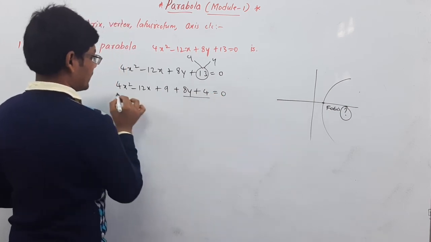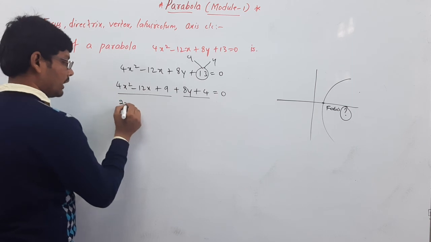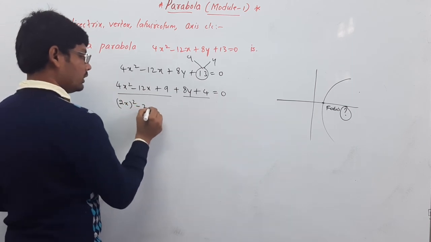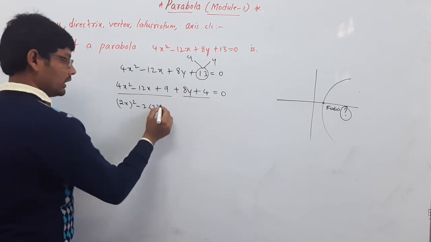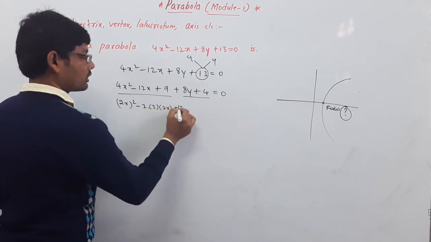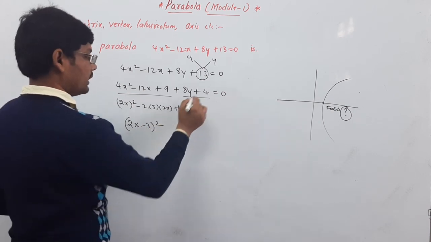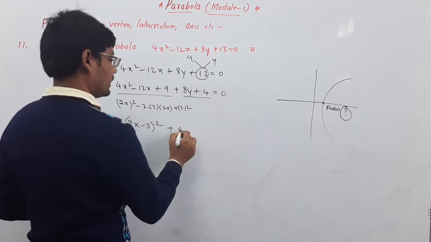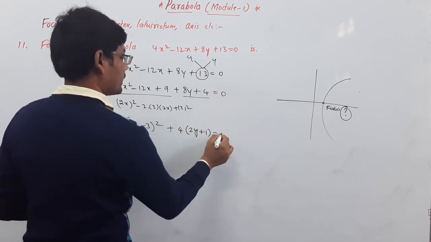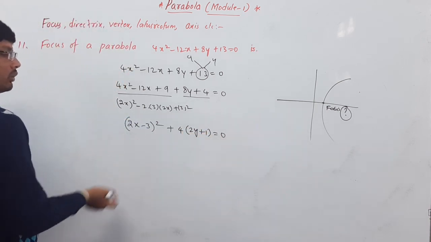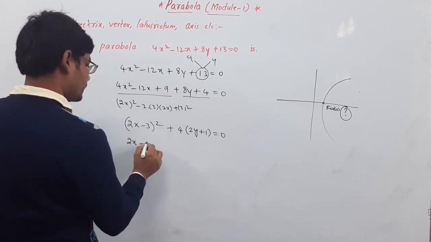So here two terms are there. This is in the form of a minus b whole square, that is nothing but 2x minus 3 whole square, plus, if you take 4 common, 2y plus 1, is equal to 0.